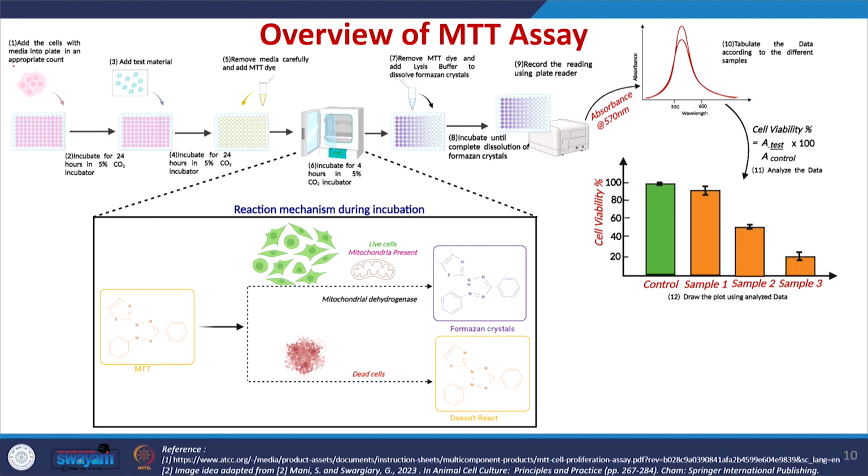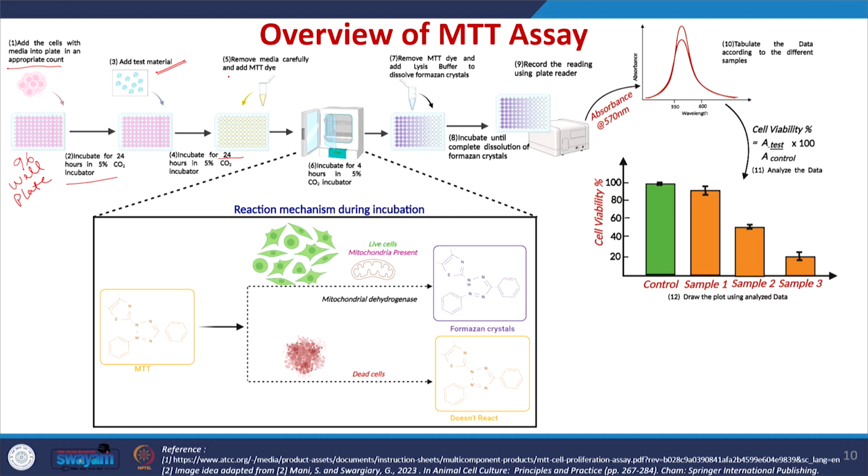Let us see the overview of MTT assay. We have to add the cells with media into the plate in an appropriate count. We have to count and add the suitable number of cells in a 96 well plate. Once the cells are added, incubate the cells for 24 hours in a 5% CO2 incubator. Once the cells are nicely attached and grown, you have to add the test material. The test material can be a nanoparticle, a biomaterial or any small molecules or compounds. Once you add the test material, incubate the cells along with the test material for 24 hours or more than 24 hours according to the requirement of the experiment.